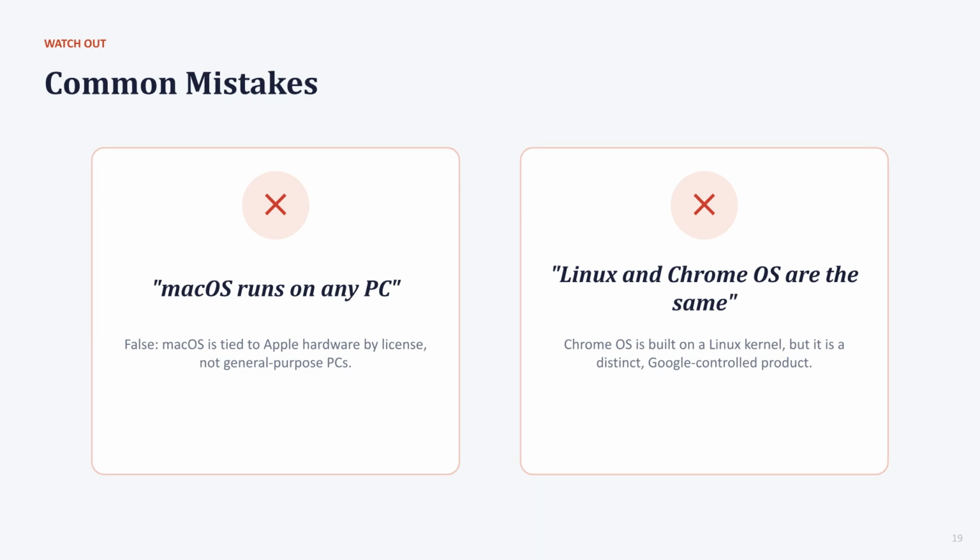Two mix-ups to watch for. First, macOS does not run on generic PC hardware. It's tied to Apple devices. Second, don't confuse Linux and Chrome OS just because both have roots in open technology. Chrome OS is built on a Linux kernel, but it's a distinct Google-controlled product with its own restrictions.